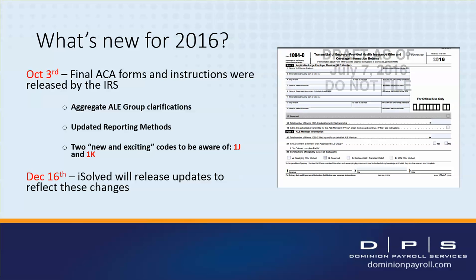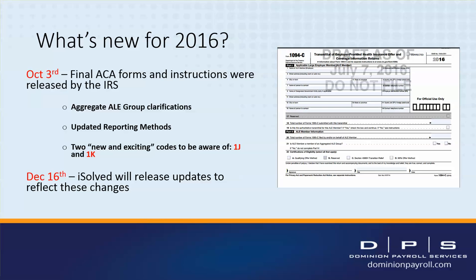There were a couple important points that we thought may affect you all that you want to research that we want to let you know about. The first one is that they made some clarifications about aggregate ALE groups. What this means is there weren't necessarily changes about what reporting means for you if you were an aggregate ALE group. They just clarified some of the gray area that may have been surrounding that last year. So if you think that you may be an aggregate ALE group, this is something that you'll want to look into and educate yourself on.